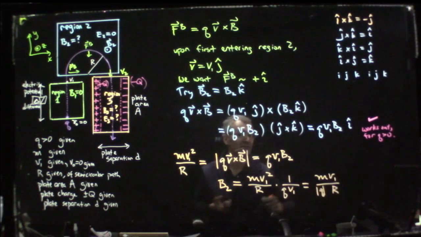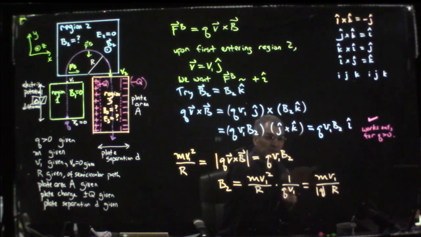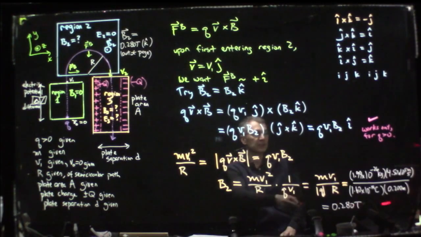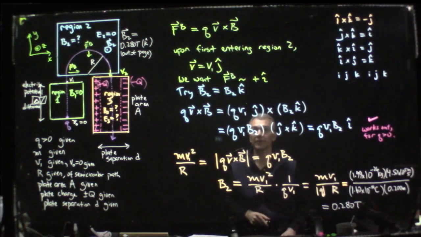So we know Q is bigger than 0, so the absolute value is superfluous in this particular case, but in general, the relationship between the momentum in the numerator here, the radius of curvature, and the magnetic field and the charge would involve this absolute value. Then we can plug in numbers and we get that the magnetic field in region 2 is 0.280 Tesla out of the page, which is the plus z direction, which we label with k hat, the unit vector k hat.